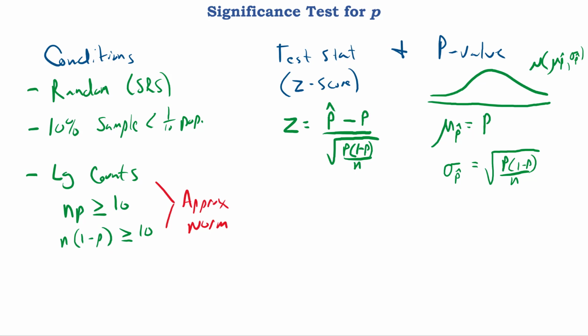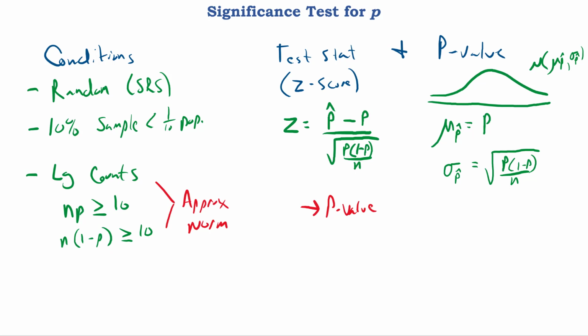Now, once you have your z-score, that'll be used to determine your p-value, based on the z-score that you get and whether you have to find greater than that z-score or less than that z-score, for the area under the curve. So with that, that'll give you your p-value.